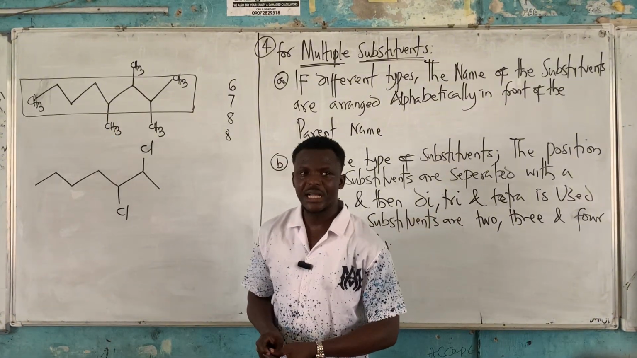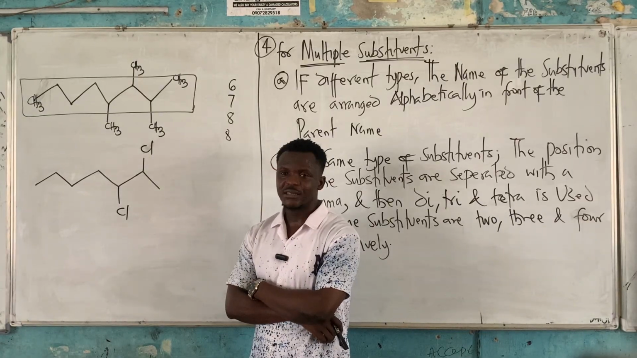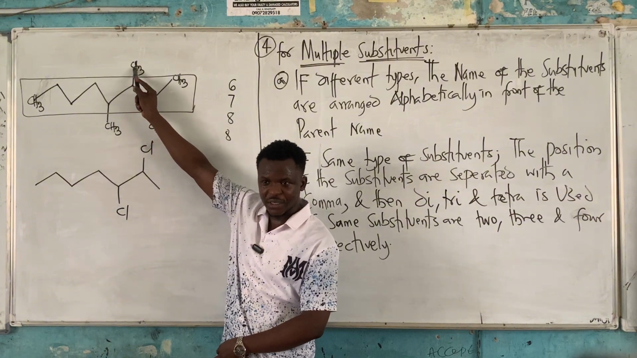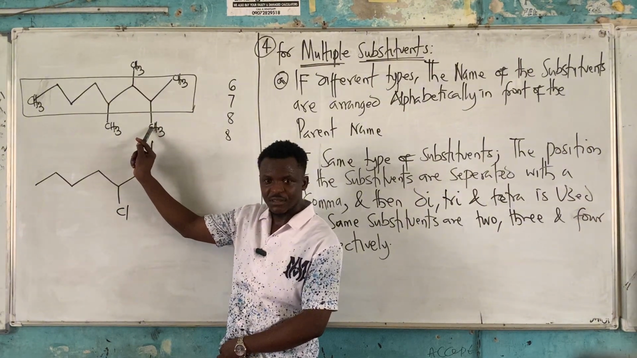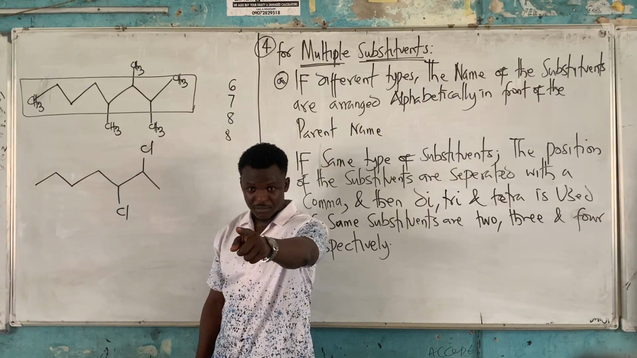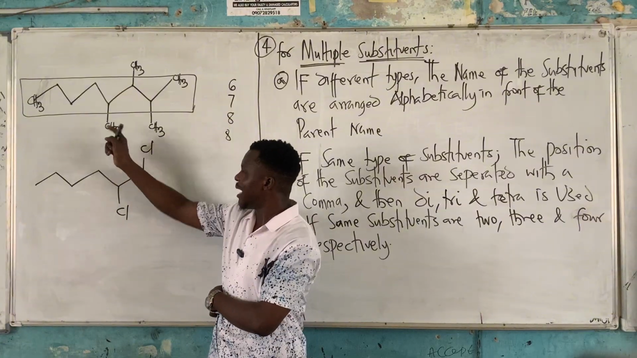How many substituents can we now see there? Please, anything that is not part of that bracket is a substituent. This is not part of the bracket, a substituent. This is not part of it. And this is not part of it. Right? Are you following? So we have 3 substituents here.